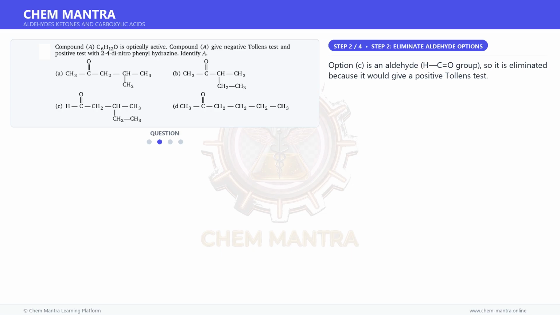Option C is an aldehyde, HC=O group, so it is eliminated because it would give a positive Tollens test. Moving on to the next step. All remaining options A, B, and D are ketones with formula C6H12O.